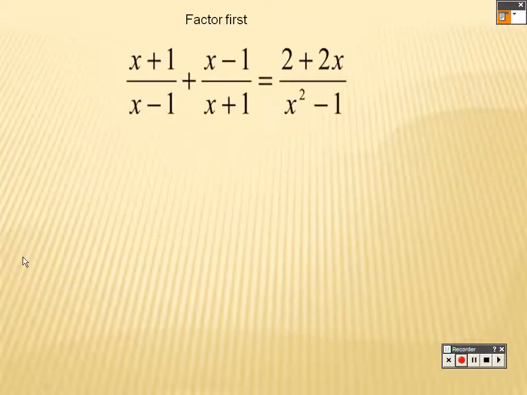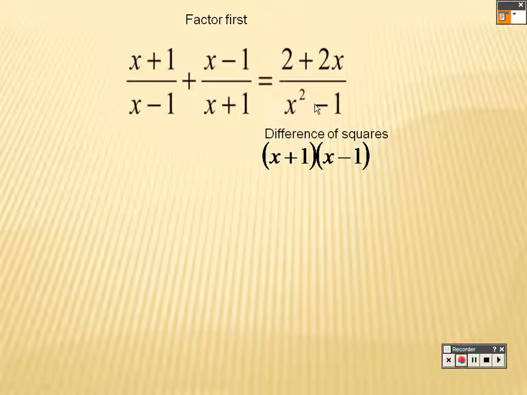Alright, with this one, step number 1 is to factor. Well, can I factor any of those bottoms? Right here I can, right? Because what squared can give you 1? This is a difference of squares problem right here. So this is actually x plus 1 and x minus 1 on the bottom right here.